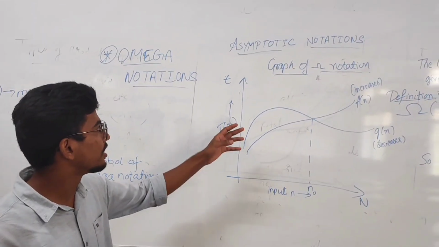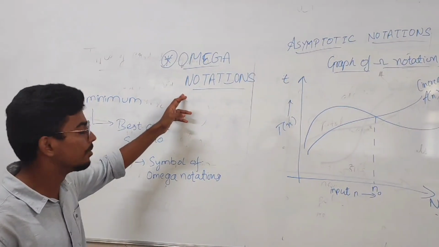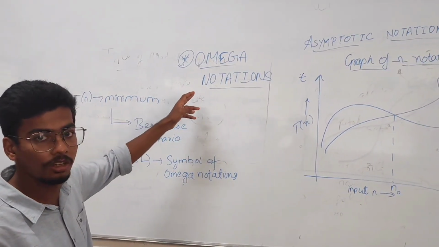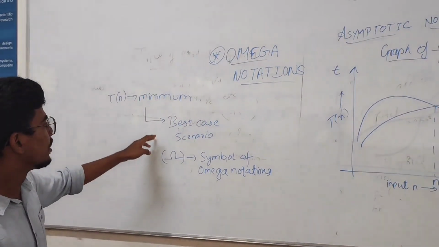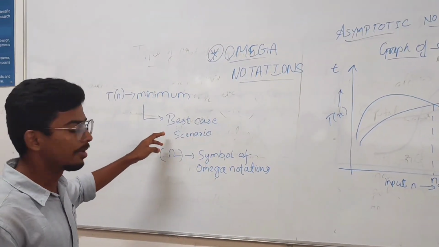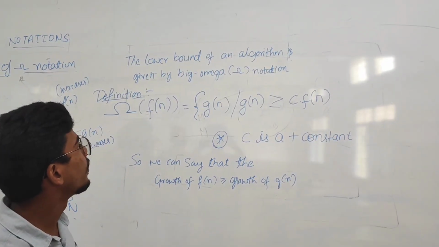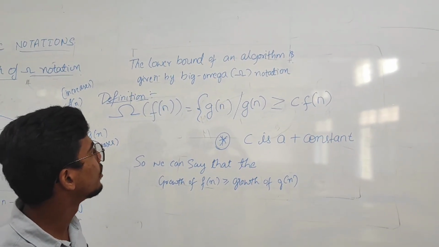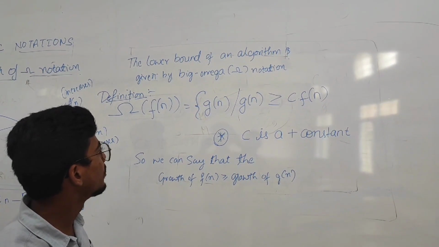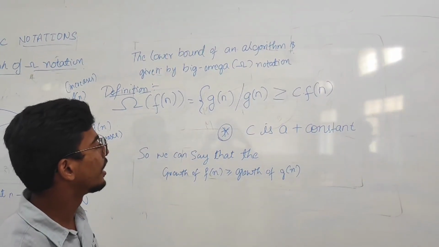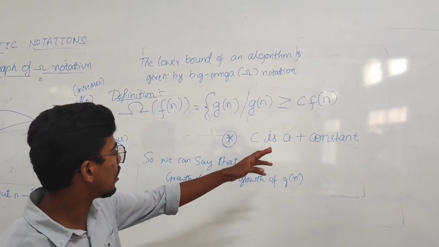Today we are discussing asymptotic notation. This is the second type of asymptotic notation, that is big omega asymptotic notation. If T of n is minimum, then it is the best case scenario. The best case scenario is used in big omega notation. The lower bound of an algorithm is given by big omega notation. The big omega notation of f of n is given by g of n greater than or equal to c into f of n. Here c is a constant.